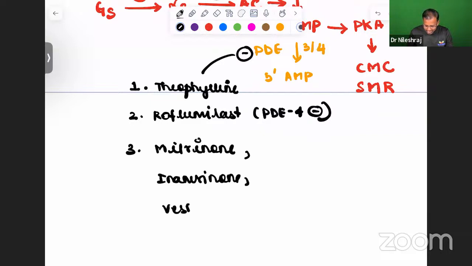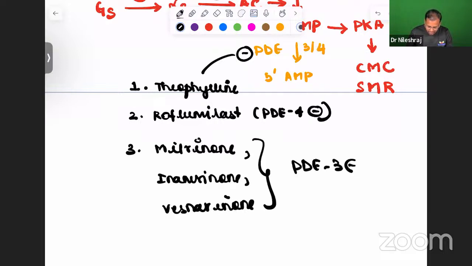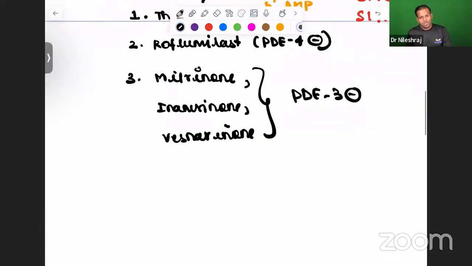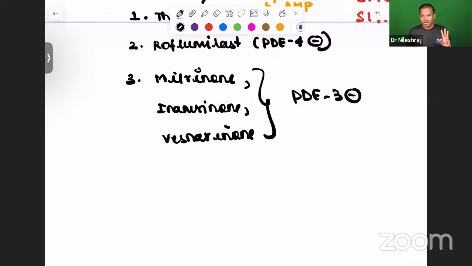We have vesnarinone. These drugs are all phosphodiesterase 3 inhibitors. Some drugs also will inhibit phosphodiesterase 2B also, but primarily phosphodiesterase 3 is getting inhibited. If phosphodiesterase 3 is getting inhibited, what will happen to the cardiac muscle? It increases the cardiac muscle contraction. When the cardiac muscle contraction is getting increased, this drug can be used for the treatment of congestive cardiac failure, especially acute heart failure. I can use this.